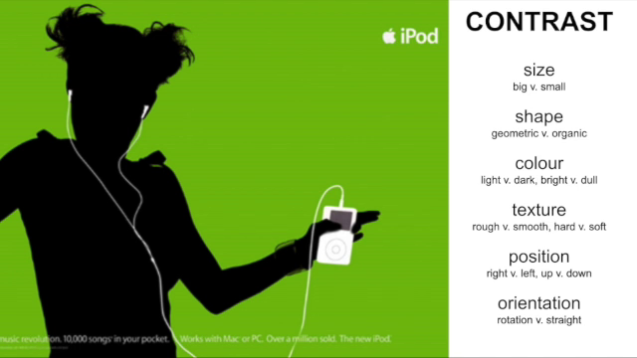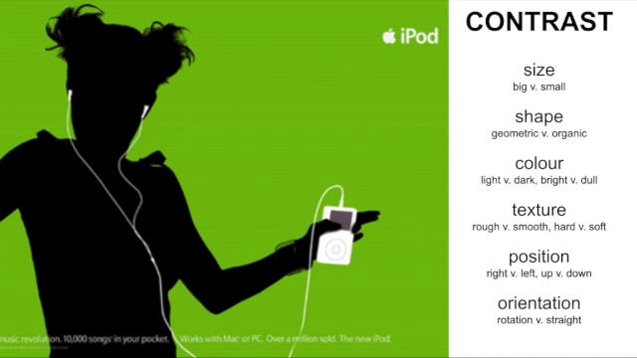Contrast essentially just means the opposite. So we have contrast of size, the big versus small. We have contrast of shape, geometric versus organic, or color, light versus dark, bright versus dull. We can even get into other aspects of color theory, such as contrast of yellow to purple, green to red, orange to blue. We have complementary colors as well that can contrast each other. Textures contrast. So contrast is a way of describing the elements of design and how they are used within the composition.